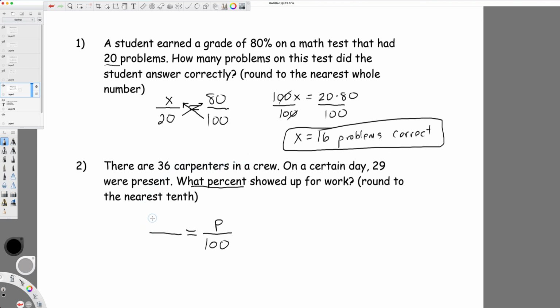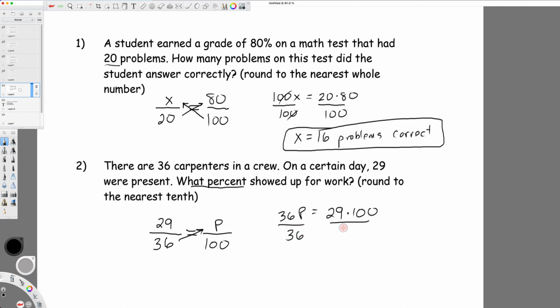Now the percent are the percent that showed up for work, and it said that 29 were present. That means they were there, they showed up. So that 29 is the same information as this percent is going to be. It's the part of the crew that showed up. And then the whole crew is 36. So part that showed up out of the whole crew is some percent out of 100. And now I'm going to cross multiply and divide repetitively. So 36p equals 29 times 100, and I'll divide by 36.